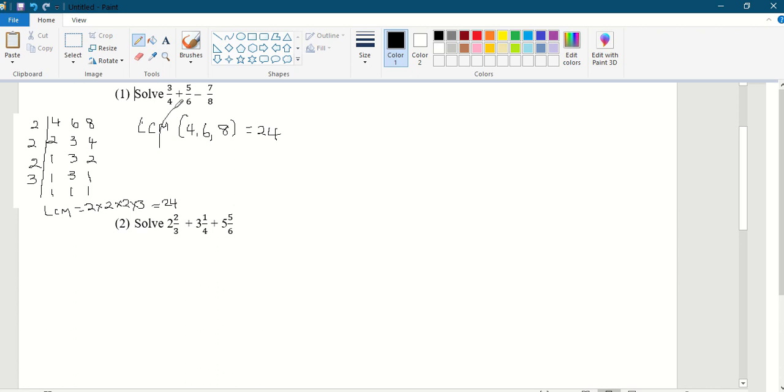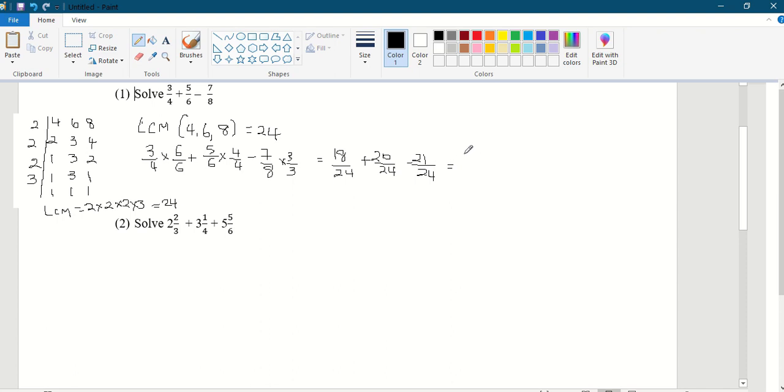Now that we have the LCM, we have to find a way to make all these denominators become 24, and that will be like this. We can say 3 over 4 times 6 over 6. Why 6? Because 4 times 6 will give us 24. Similarly, 6 will be multiplied by 4 over 4. So whatever we divide by, we have to multiply by the same number. And 7 over 8 times 3 over 3. So what we get here is 18 over 24 plus 20 over 24 minus 21 over 24.